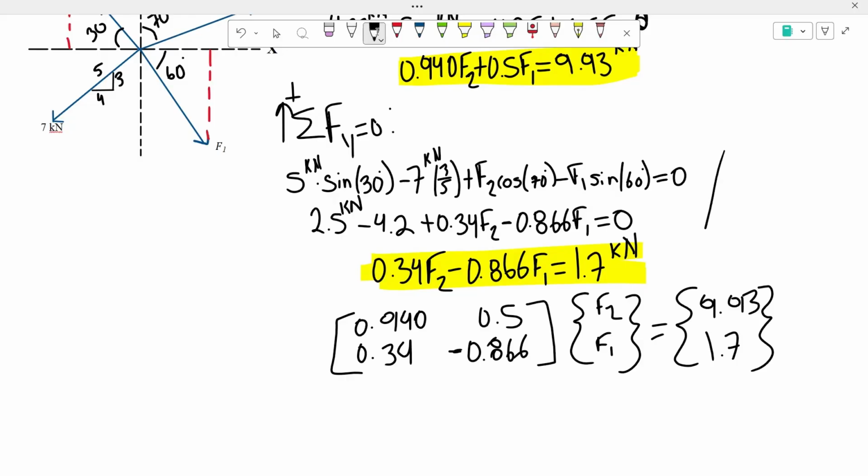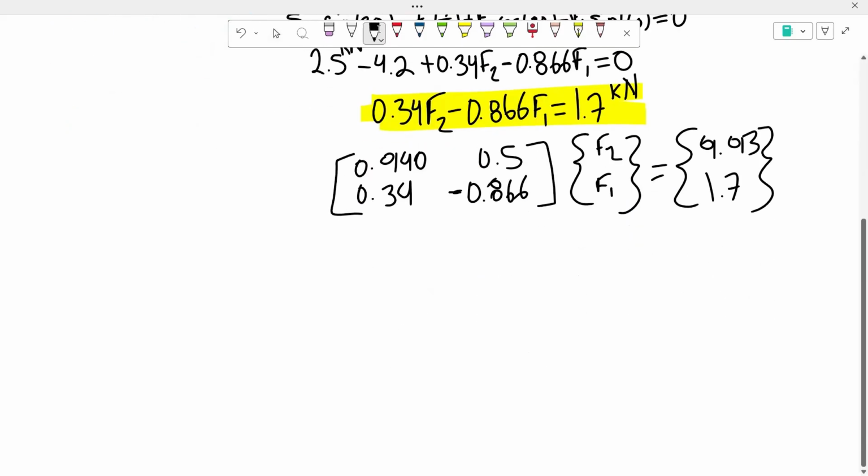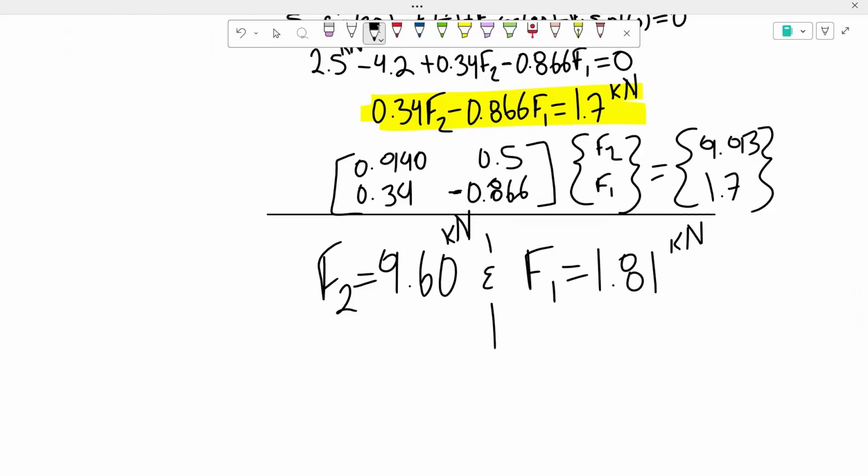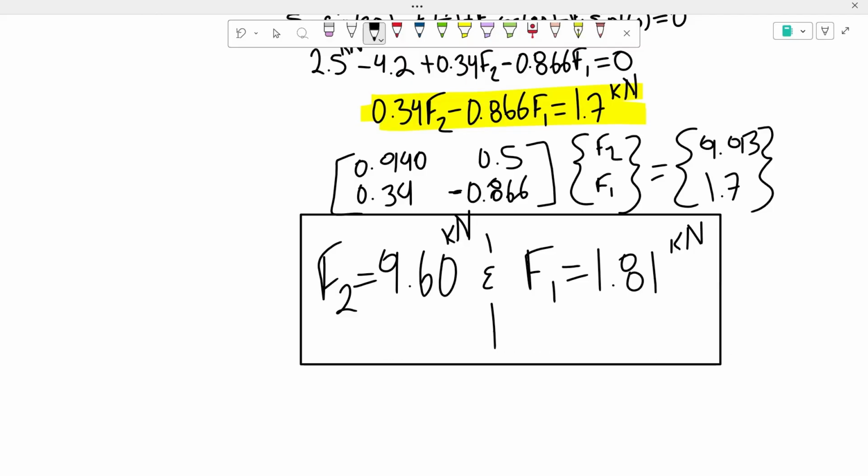And once you do that, you should end up getting that F2 equals 9.60 and F1 equals 1.81 kilonewtons. Can't forget that. And just like that, we were able to solve for F1 and F2.